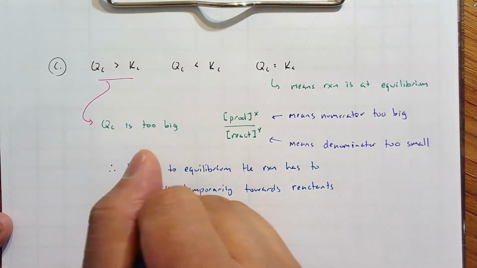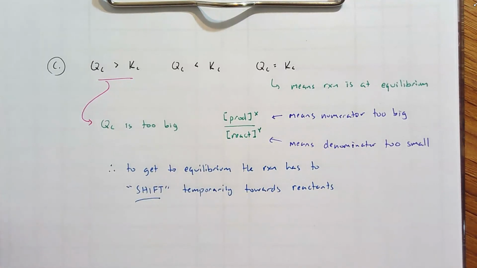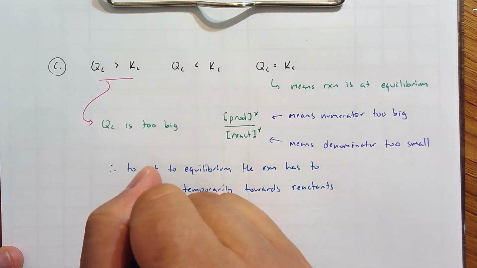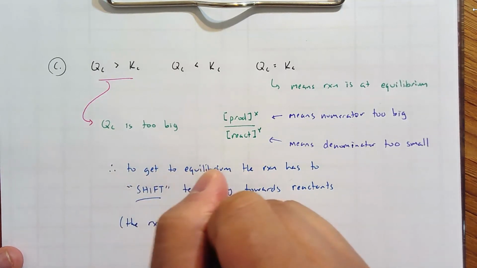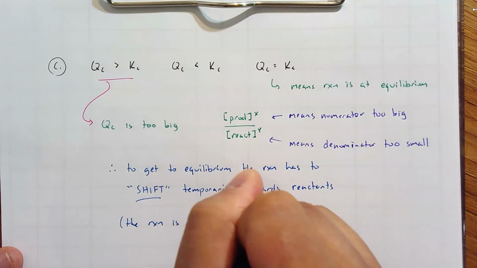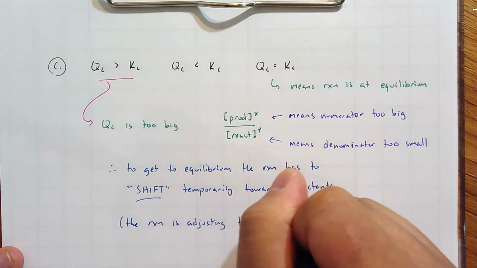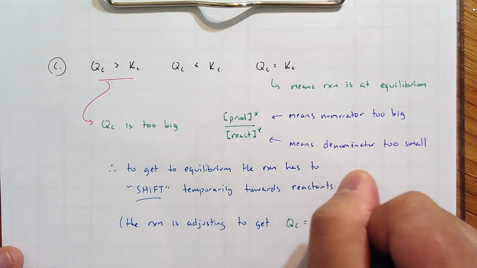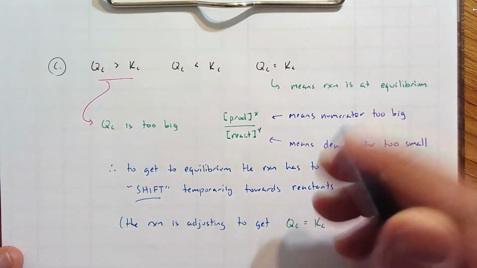So it's this idea of the reaction adjusting. The reaction is adjusting to get what? To get Qc equal to Kc. That's the idea.